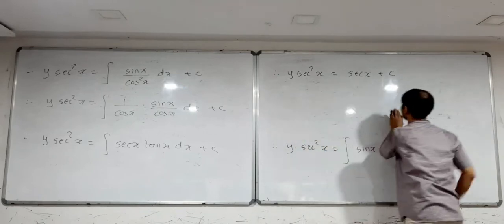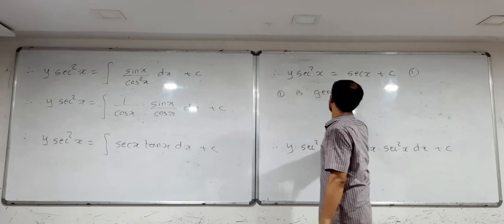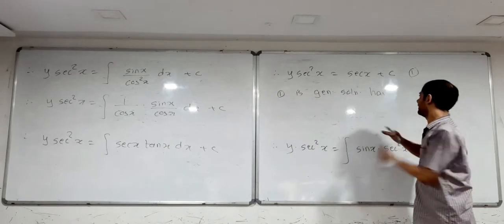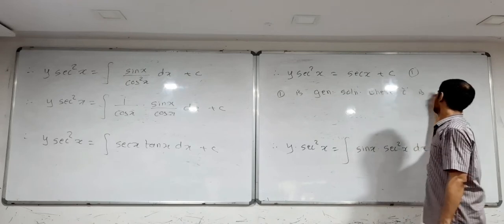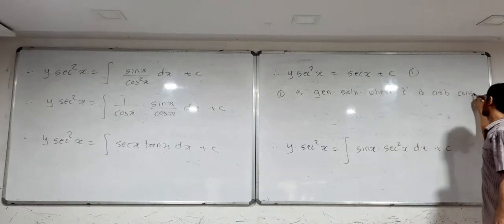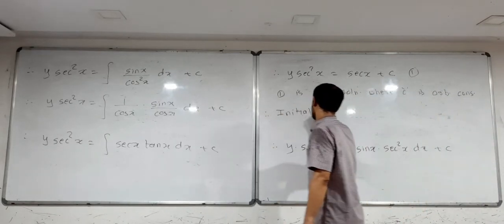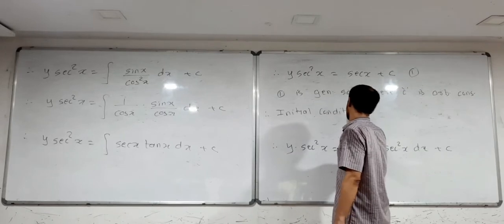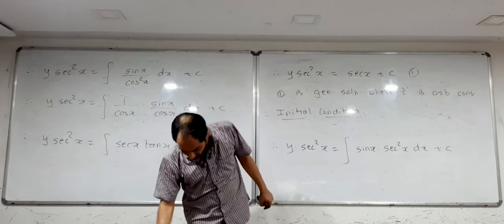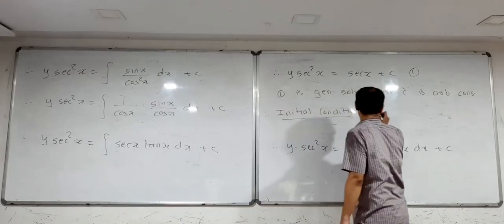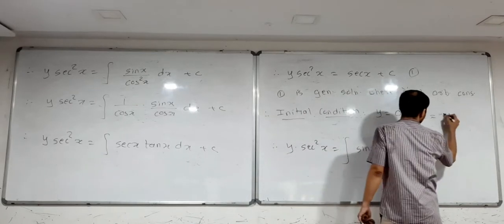Give this as result number 1. 1 is the general solution where c is an arbitrary constant. Then write the initial condition, the values of y and x. What is the initial condition? The initial condition is y is 0, and at that time x is pi by 3.